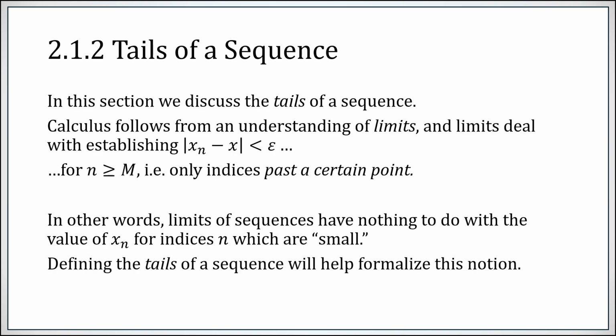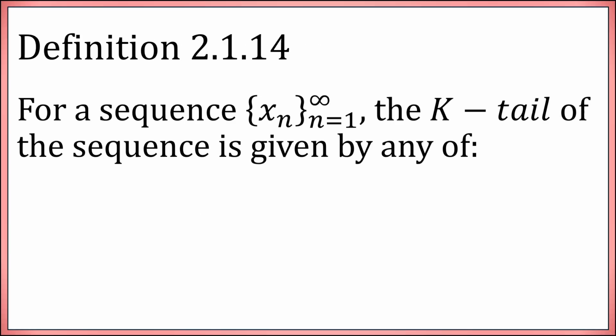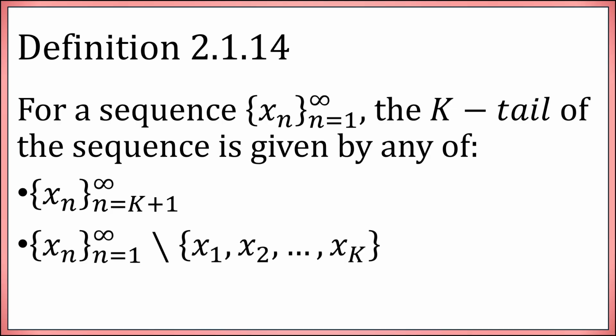And defining what a tail of a sequence is really clarifies what's going on here. So here's the definition. Given a sequence, the k-tail of the sequence is given by any of the following equivalent formulations. The first is all the terms of the sequence beginning at index k plus 1. This is all terms of the sequence, but taking away all of them up to index k. And here, you simply add k to every index. Therefore, your smallest index is k plus 1. All of these are the same thing. It just means every term of the sequence, but only past the kth index.